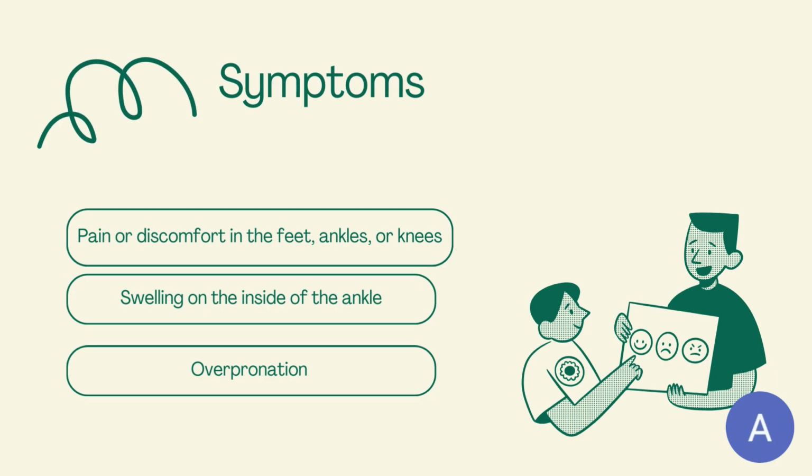So overpronation is a biomechanical issue where the foot rolls excessively inward during walking or running. When combined with flat feet, where the arch is lower or collapsed, overpronation can be more pronounced. Flat feet are often associated with overpronation due to the lack of arch support.